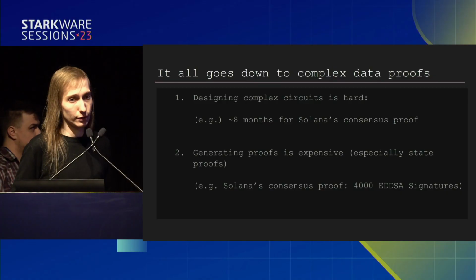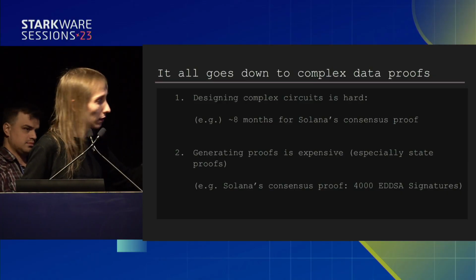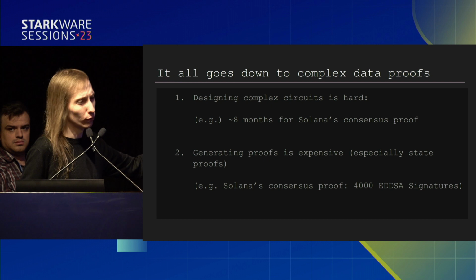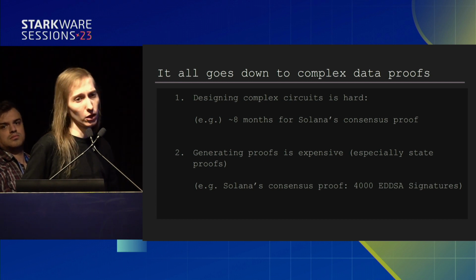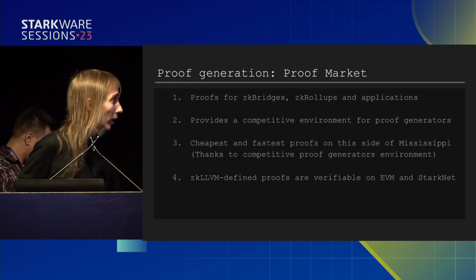As I said, for example, 4,000 EdDSA signatures is doable, and that's Solana's consensus proof. In the case of our Mina consensus proof, that was something about 35 billion scalar multiplications. So that's quite a lot.